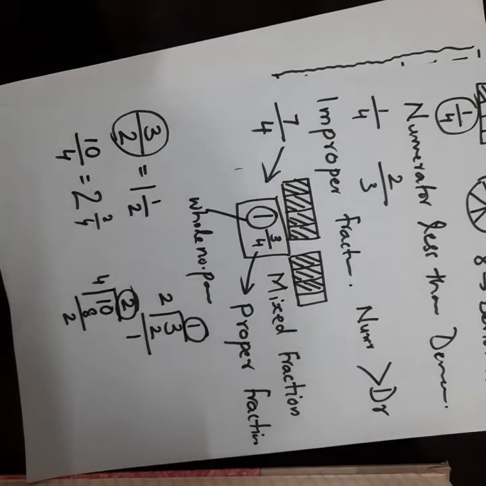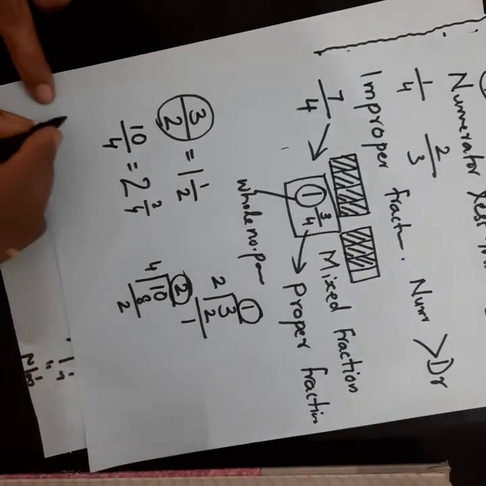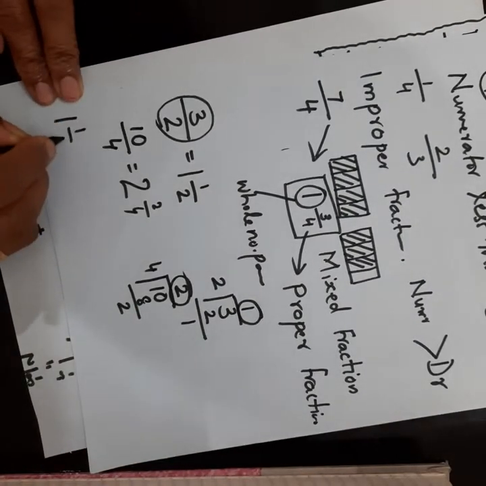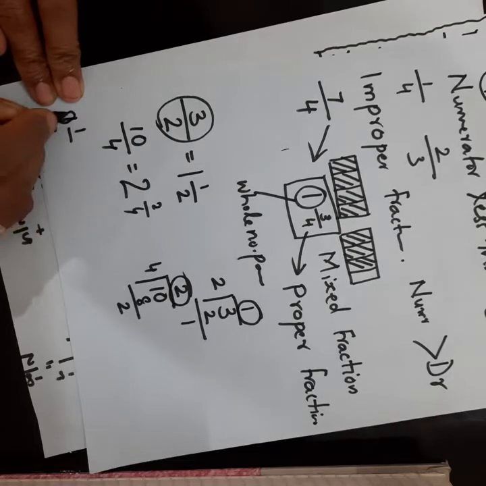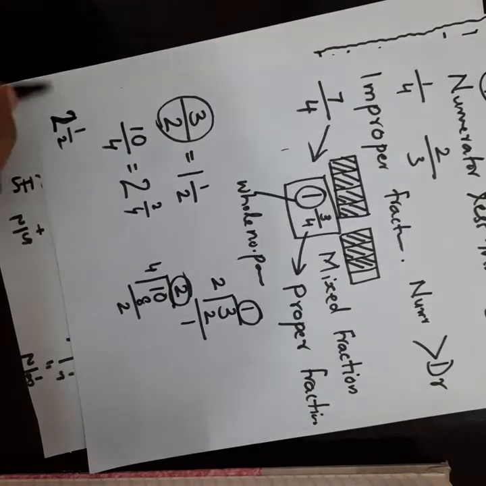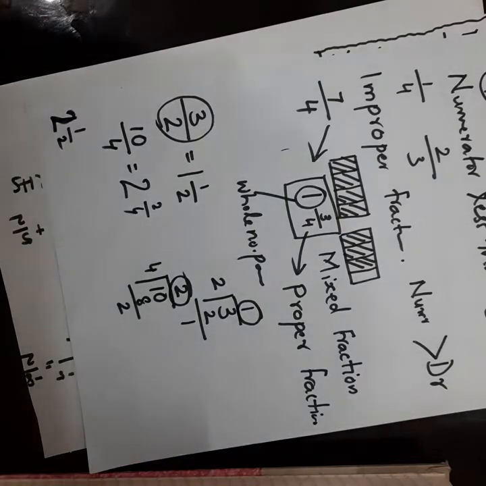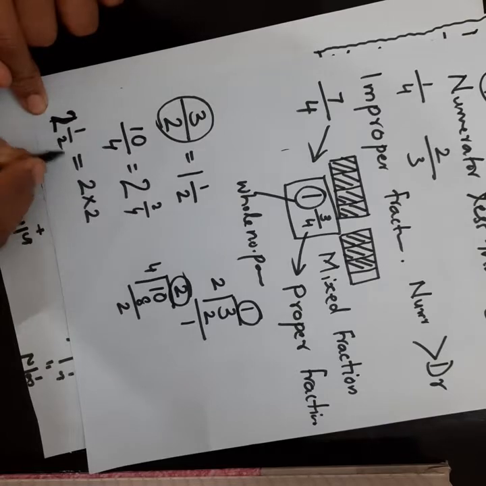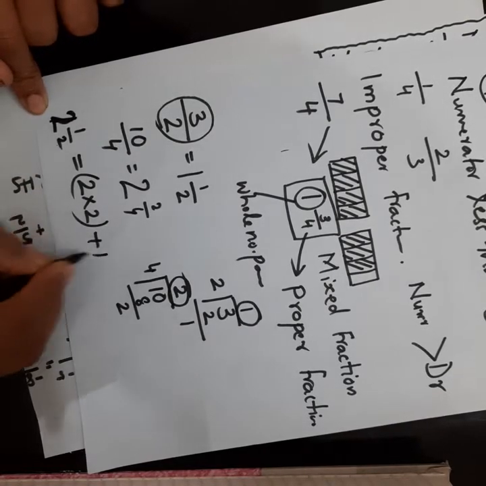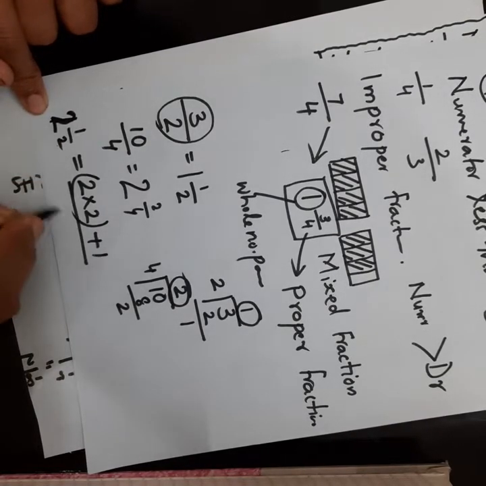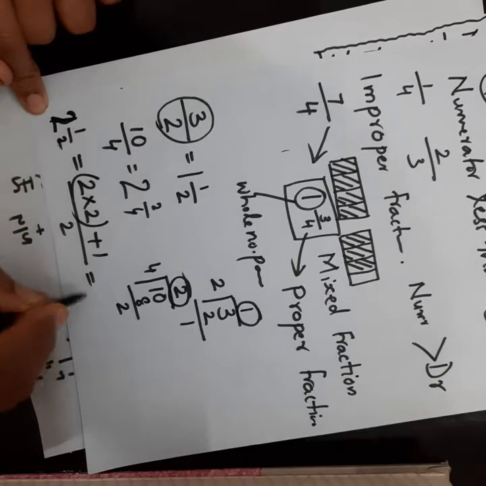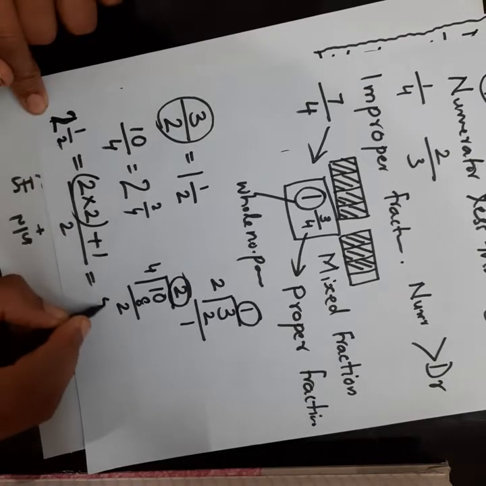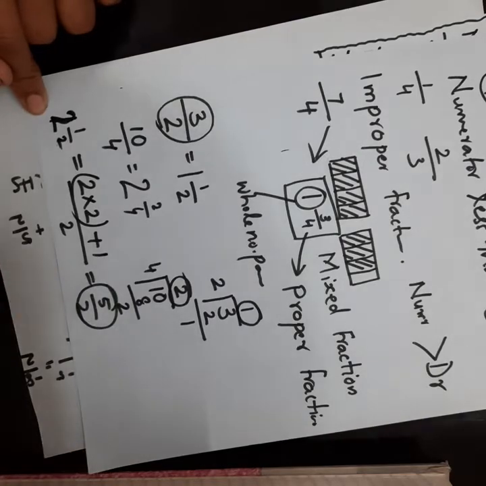Now, in the same way, we can convert a mixed fraction. If we are given 2 1 by 2, how can we convert it into an improper fraction? To convert into an improper fraction, what do we have to do? The whole number part, that is 2, into the denominator. 2 into 2 plus 1, the numerator, divided by this 2. 2 2s are 4, 4 plus 1, 5 by 2. This is the improper fraction representing this mixed fraction.